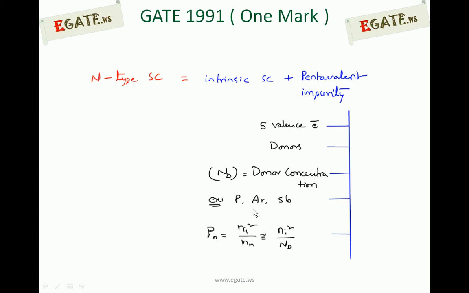Once you have calculated majority carriers, that is Nn approximately Nd, then you can calculate minority carriers using the mass action law. This is the equation. Mass action law states that under thermal equilibrium, the product of free electron concentration and hole concentration in a semiconductor is always constant and is equal to the square of the intrinsic carrier concentration. So from this you can calculate minority carriers.